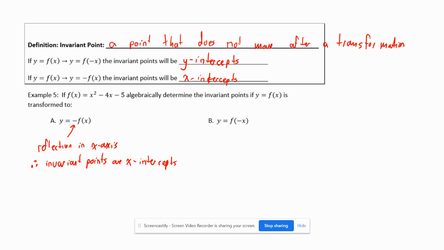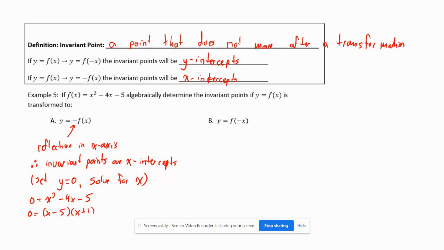Okay, so quick review. How do we determine x-intercepts? We want to set y equal to 0 and then solve for x. So if here's my original function, I'm going to make y equal to 0. So it's going to be 0 equals x squared minus 4x minus 5. Now remember, guys, this is a quadratic equation. We need to be able to solve this, and we're going to solve this one by factoring: 0 equals (x minus 5)(x plus 1).